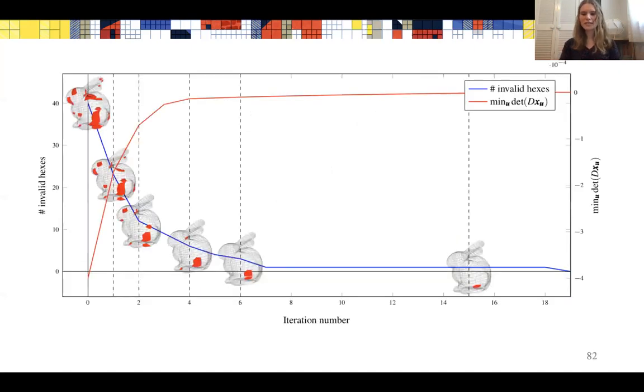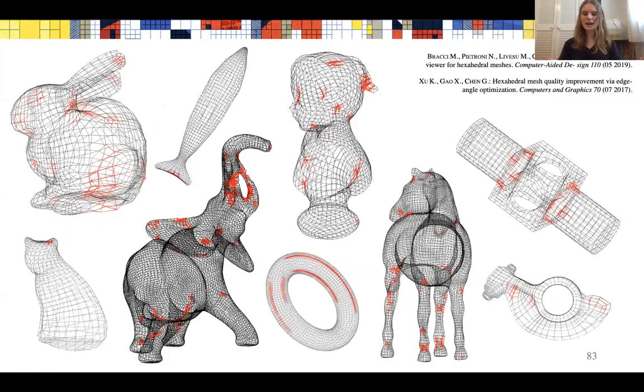And at this point, our mesh will be fixed, and you can see it's working here with the bunny. So the blue is the number of invalid hexes, and notice that it goes down. And when we get to iteration 19, there's no longer any invalid hexes in the bunny, so the bunny is fixed. And we can also apply this to all of these meshes. So here, the red represents how far each edge moved. And notice that the red is generally quite localized, and this is because we only really need to move just a few hexes around the hexes that are invalid.